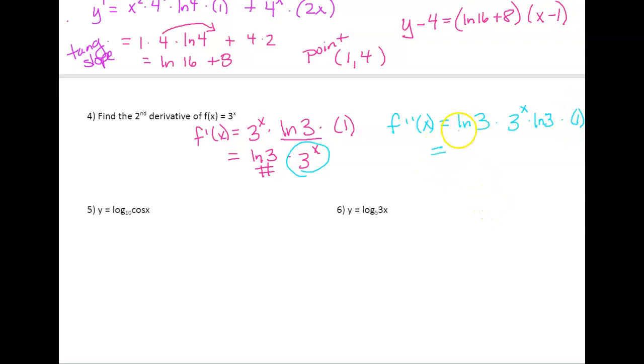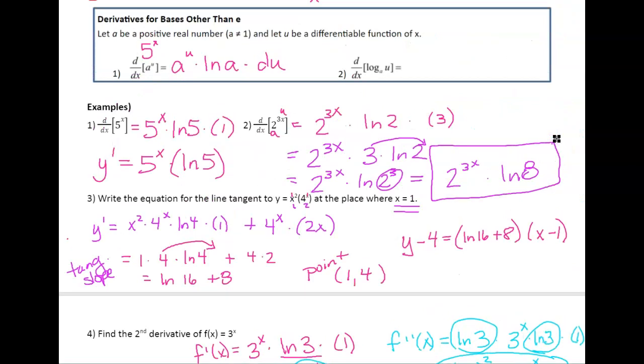And you can't do much, but these are the same, so it would be like 5 times 5. So I'm just going to write that as the natural log of 3 squared. You might also see that as this, but this is good enough.